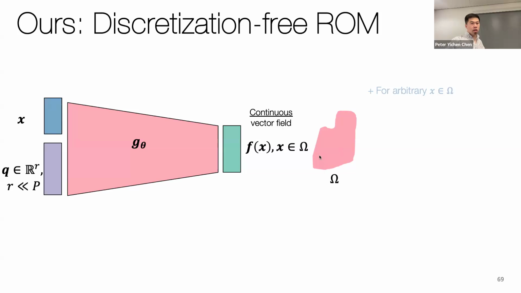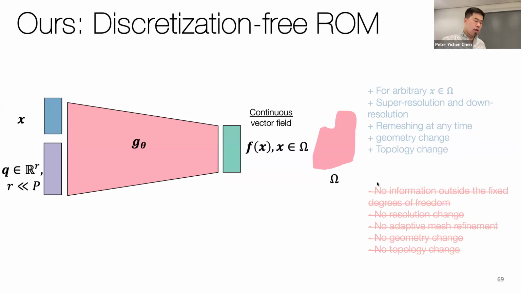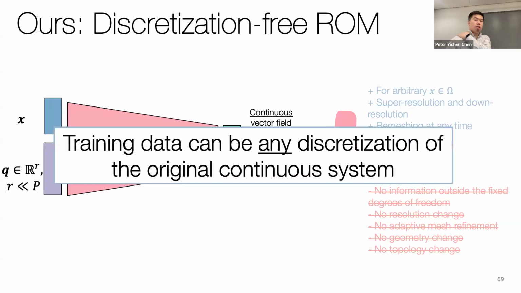This allows us to query arbitrary points in your spatial domain, and therefore your data can come in with different resolutions, and after training, you can evaluate at different resolutions. Adaptive mesh refinement data is fine as well. And even if we want to change this domain omega, that is also possible, including topology change. So this simple architecture switch allows us to address all the problems that we saw earlier.